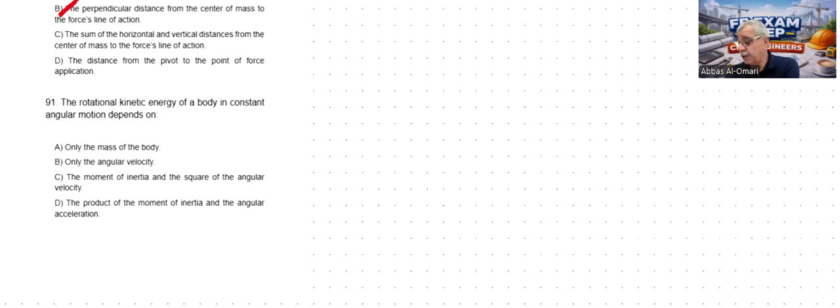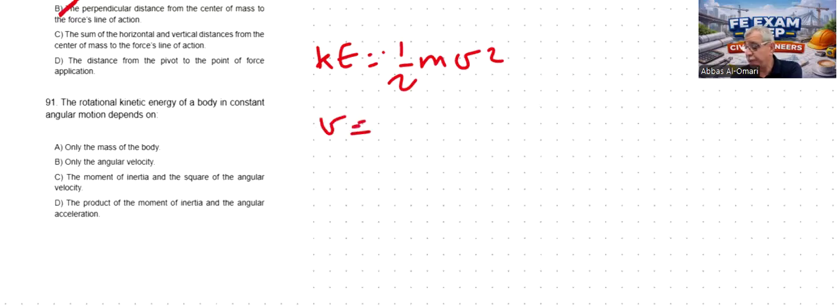So we know that kinetic energy of a moving object equals half mv squared, where KE is kinetic energy, m is mass, and v is the linear velocity. We know the relationship between linear velocity and rotational velocity: v equals omega r, where omega is the rotational velocity or angular speed, and r is the radius, and v is the linear velocity. Now we substitute v into the kinetic energy equation.